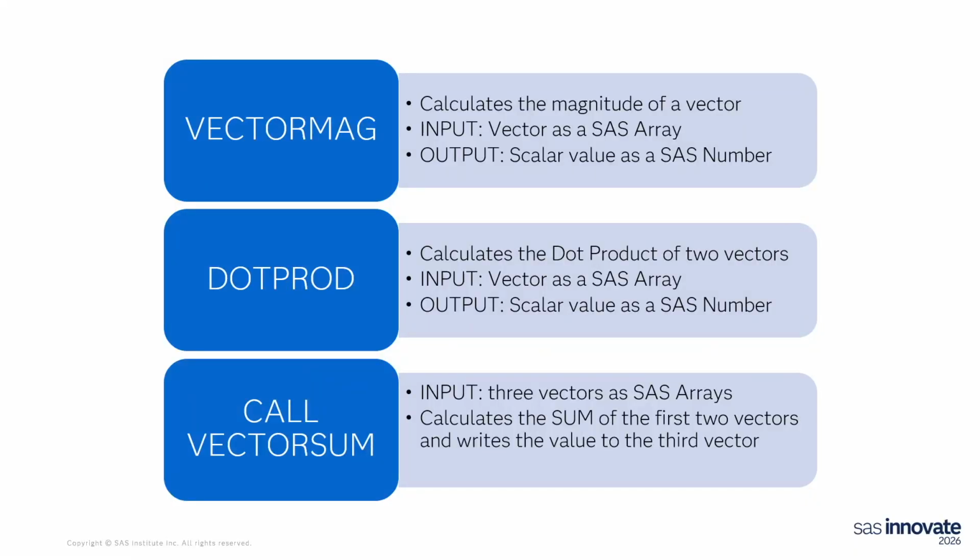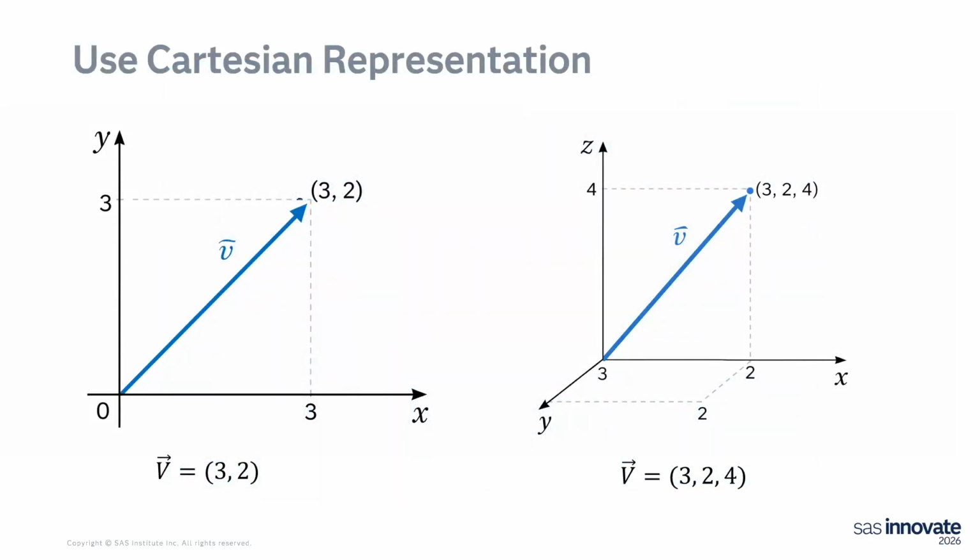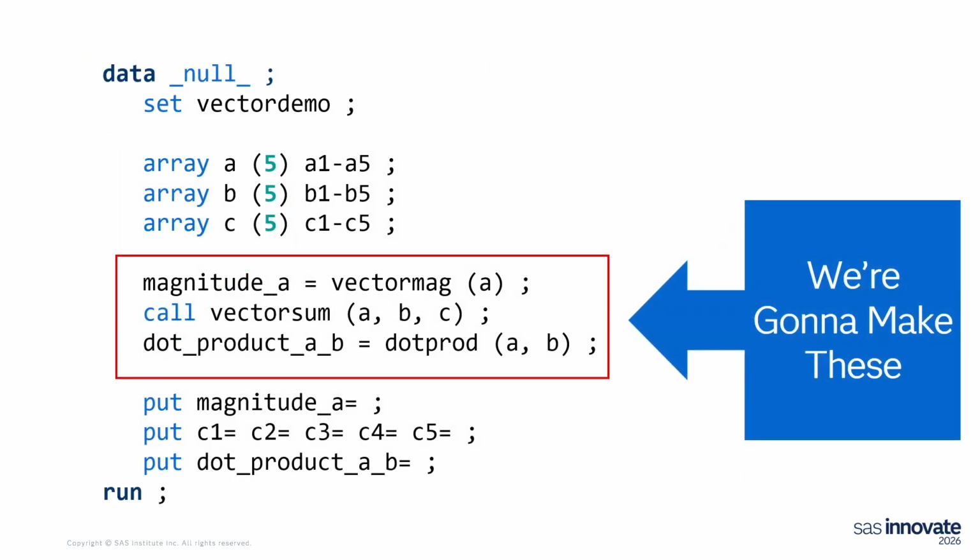Let's take a look. We're going to make next vector mag, which determines the magnitude of a vector, dot prod, which is going to calculate the dot product of two vectors, and call vector sum, which is adding two vectors together. And again, using the Cartesian representation. In my example, I'm going to use a 5-dimensional vector. When we put the data step together, it's going to look like this. I've got those two functions that we're going to build, and then that call vector sum that we're going to build as well.